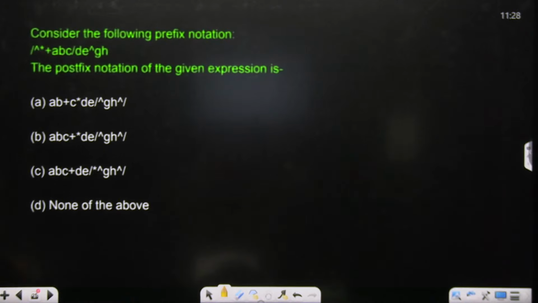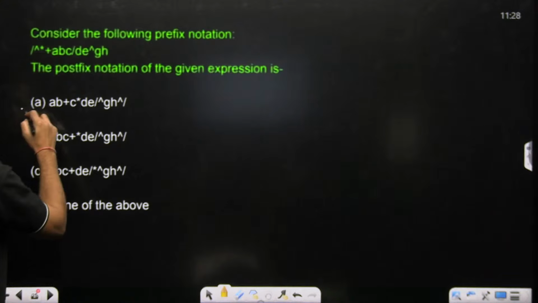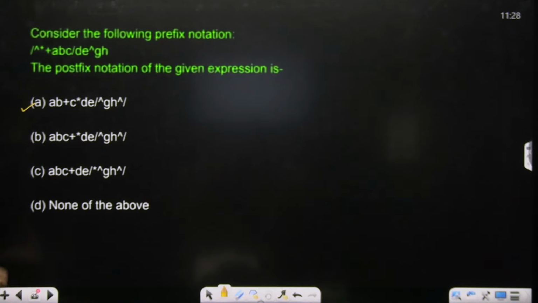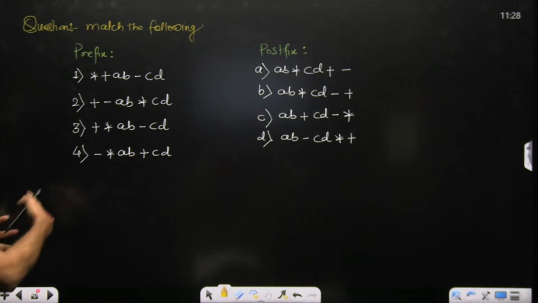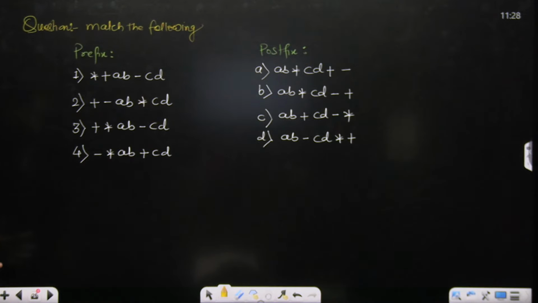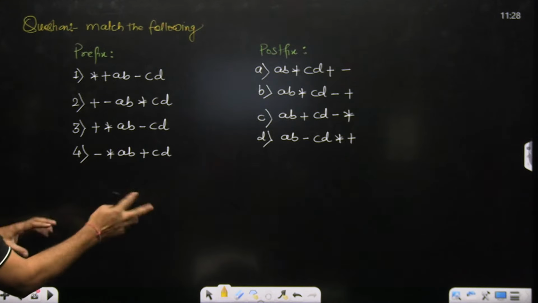Yes, student. So try yourself, children. This is a simple question. Now you will also get questions of this pattern in the GATE exam. Such type of question is asked in the GATE exam, just like a matching. One side is prefix, another side is postfix. You have to match 1A, 2B, 3B like this.